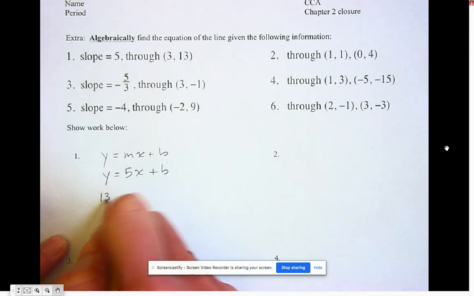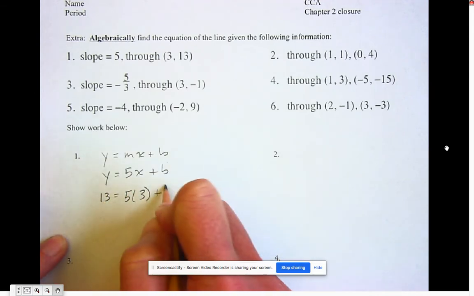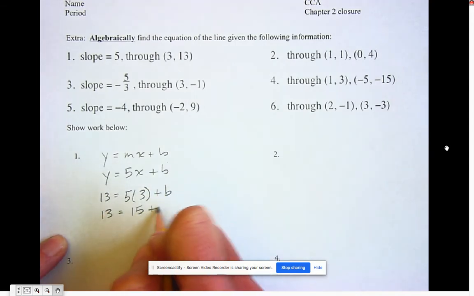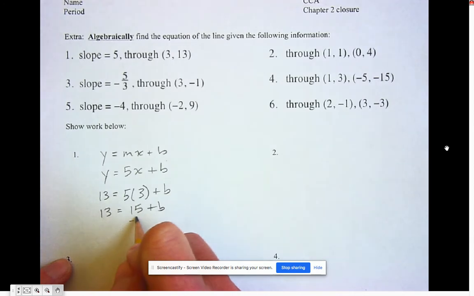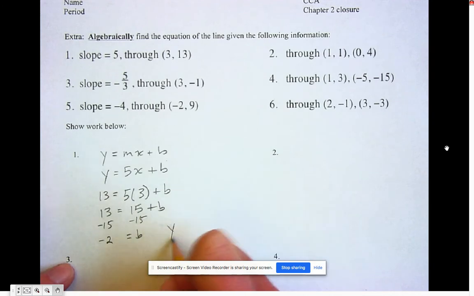So I'm going to put 13 in for y, 3 in for x. 13 is equal to 15 plus b. Then I'm going to subtract 15 from both sides, and I find out that b is equal to negative 2. So my equation is y is equal to 5x minus 2.